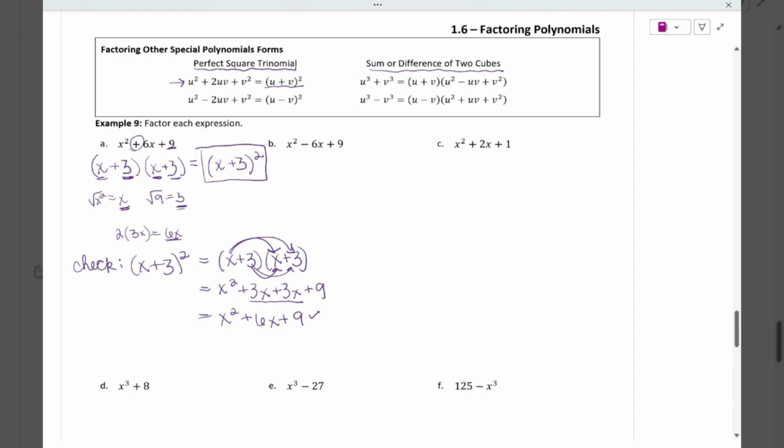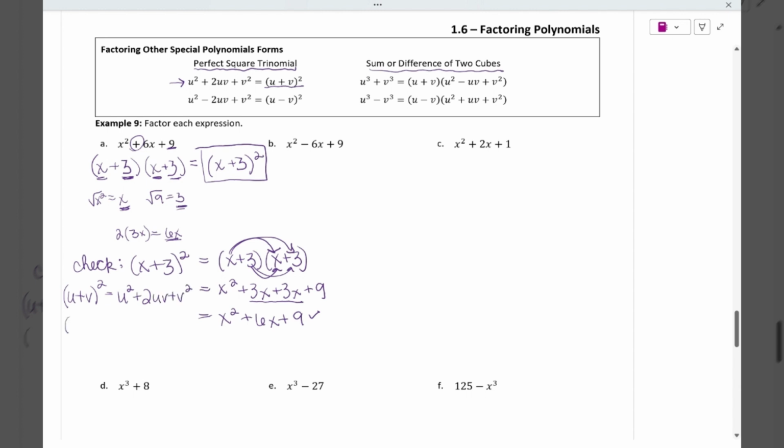So I know I did that correct, but knowing that this was a perfect square trinomial, I could use the formula to multiply it out. So the x plus 3 is my u plus v squared. So let me write the formula. It'd be u plus v squared equals u squared plus 2uv plus v squared.